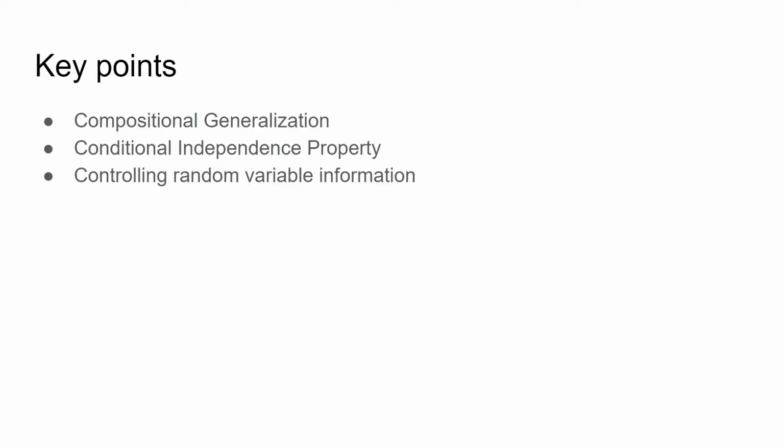There are three take-home key points. The first point is compositional generalization. I will introduce what it is and cover related concepts. Conditional independence property is the core property of compositional generalization. I will talk about the definition and explain how it helps the generalization. The last point is controlling random variable information. Here, for a neural network, a random variable means a hidden representation that depends on input. This technique enables conditional independence property. I hope at the end of this presentation, I will have made all these points clear.